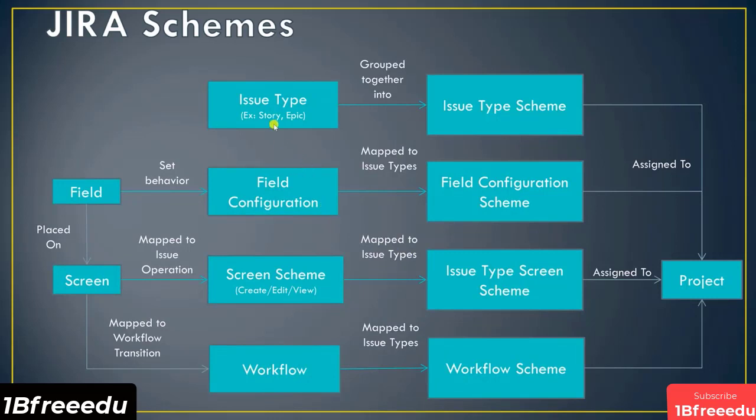Jira has some default issue types like story, epic, tasks, etc. So you can go ahead and create your own issue type, and then issue types get grouped together and form an issue type scheme, which then gets mapped to a project.